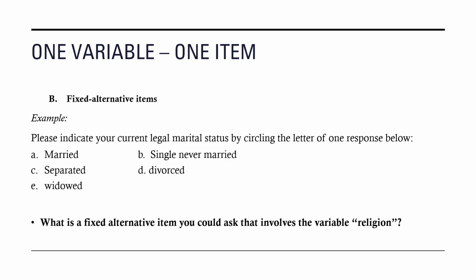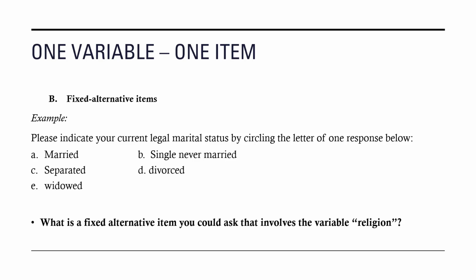Another way in which we can use a single item to assess a single variable is through a fixed alternative item. This is when you have a question with a variety of predetermined answer categories that an individual could choose from. In most cases, a person is going to choose just one response category. An example, and what this might look like, would be the following.